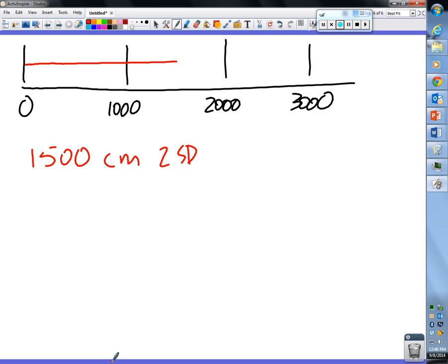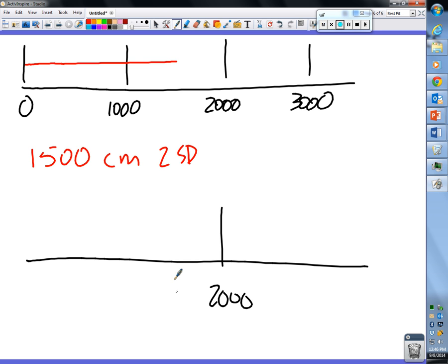Alright, so here's 2,000. But this is like a close-up view. Do we see the difference in the top ruler and the bottom ruler? Yeah.